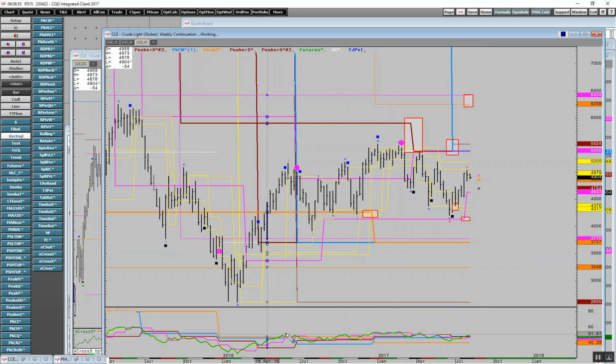From a midpoint perspective across time, you can see there this orange level, that's the yearly. You can see how it was above price for a long time, well now it's underneath it acting as support, so telling you that longer term support is forming for oil.